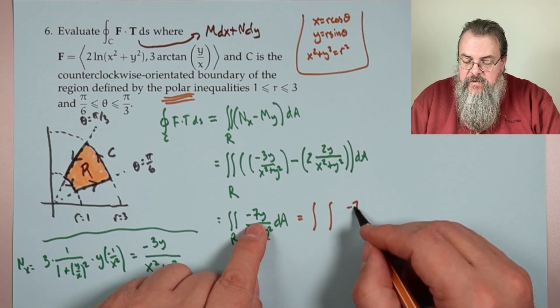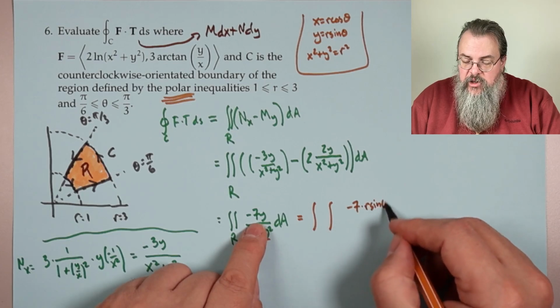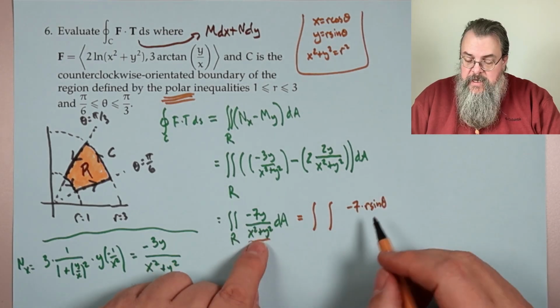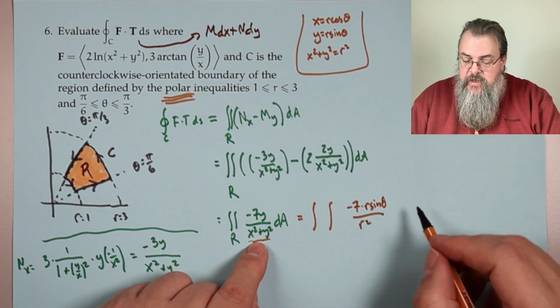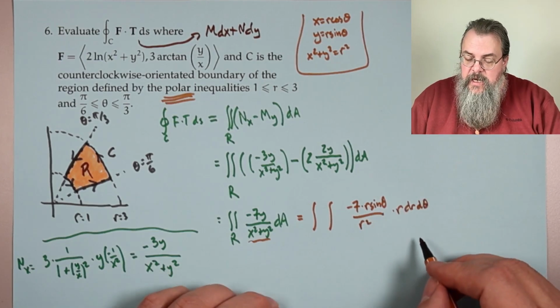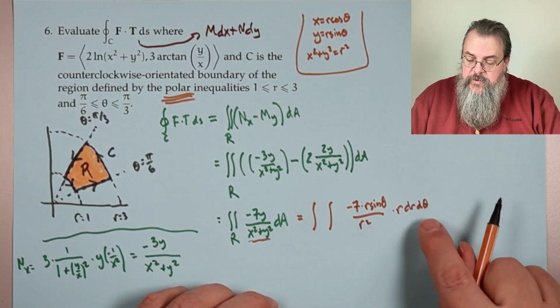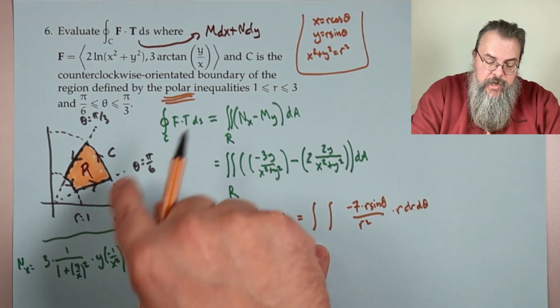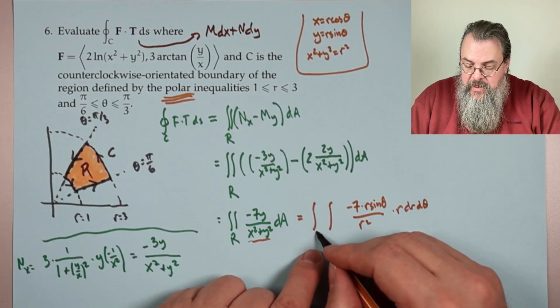So we have minus 7 r sine theta. That's our y. x squared plus y squared is r squared. dA is r dr d theta. And now we're integrating theta, which goes from pi over 6 to pi over 3.